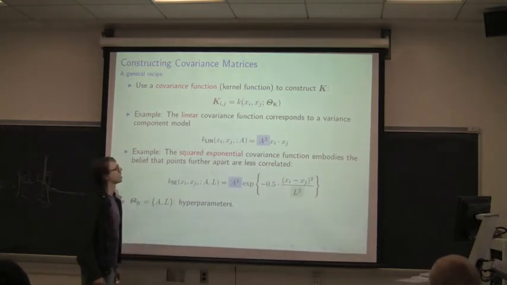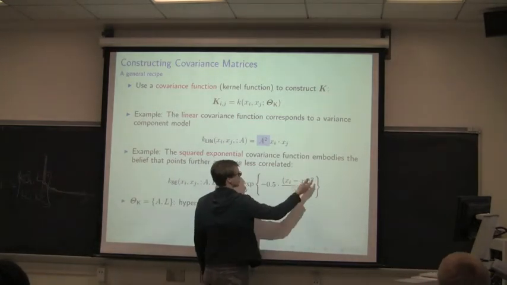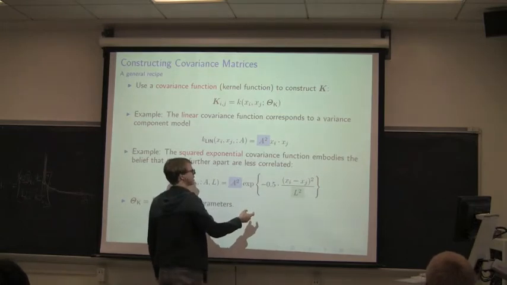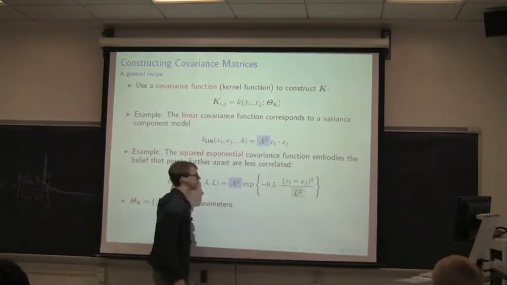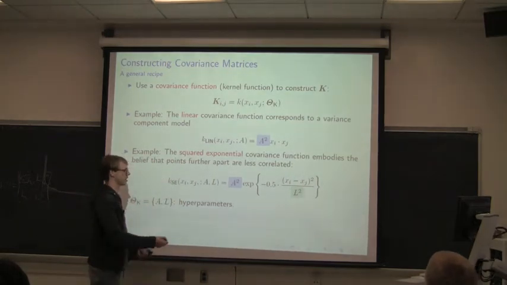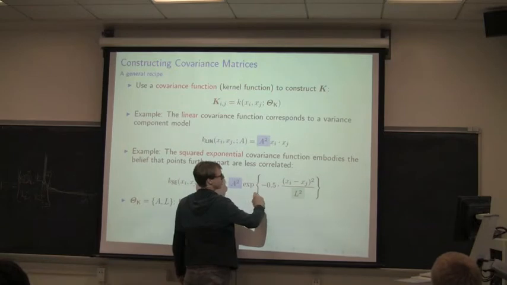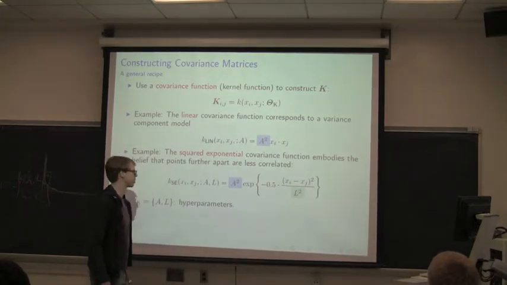So instead of taking the product, as in a linear kernel, you measure the distance, square it, so you have a squared distance, divided by some parameter, and take the negative of it. Take that into an exponential. So if the distance is very large, this will be small. So if the distance is very large, we will have very small covariance.